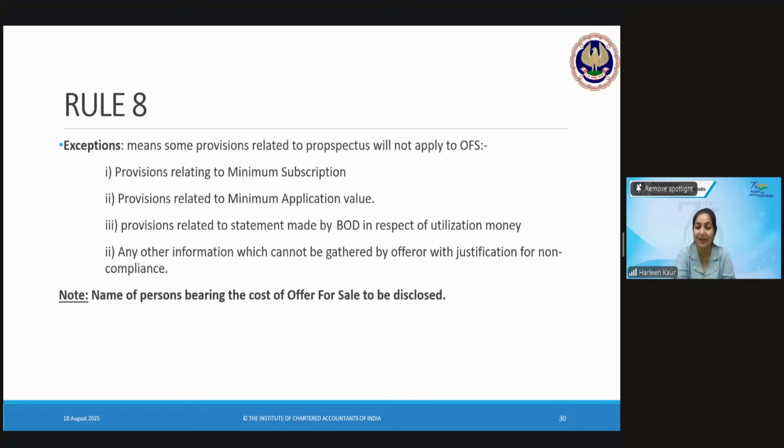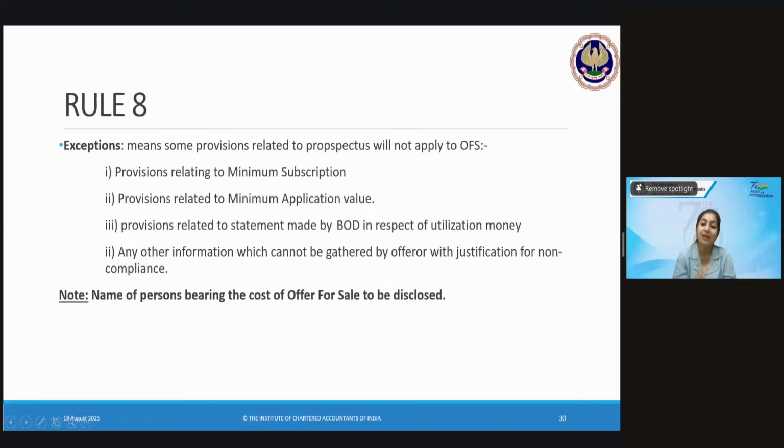Why it is not required? Why the utilization statement is not required in case of OFS? Can you tell me, Ria? Or anybody else? Okay, Savya. Savya would like to answer. Yes, Savya. So why the utilization money statement is not required, children?